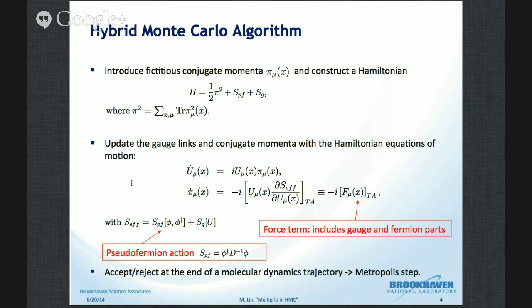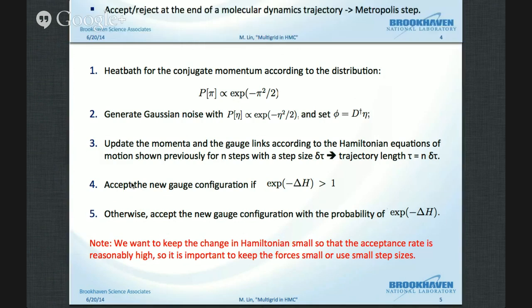And in order to update the conjugate momenta, you need to calculate the force term. And this term here includes both the contributions from the gauge part and the fermion part. And then after the update for one trajectory with n steps, you'll decide whether to accept or reject the current new configuration of the gauge links through the Metropolis step.